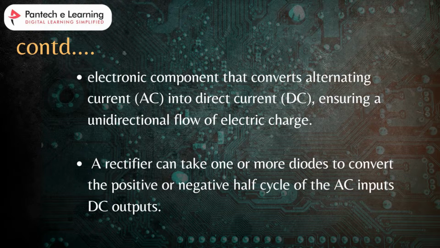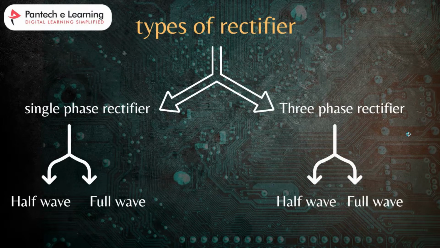As I told already, it is the electronic component that converts alternating current into direct current, ensuring the unidirectional flow of electric charge. So here we have the types of rectifiers. One is the single phase rectifier, another one is the three phase rectifier. The single phase rectifier uses a single phase AC supply which has one alternating voltage cycle, commonly used in small electronic devices.